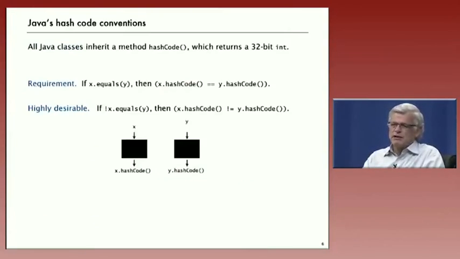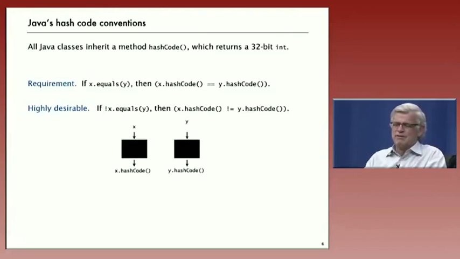So hashing is widely used for systems programming and applications, so some conventions for hashing are built into Java. In particular, all Java classes inherit a method called hashcode, which returns a 32-bit int value. And it's a requirement that if x and y are equal, then their hash code should be equal. That is a convention that's built into Java, and that enables the hash code to be used for hashing.